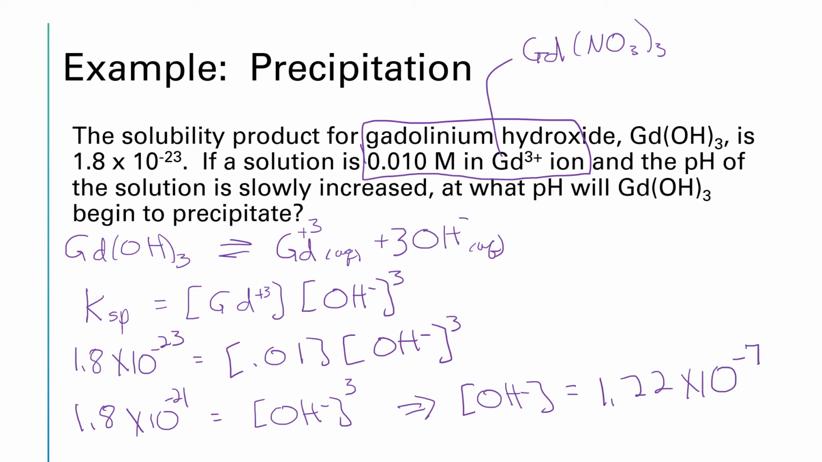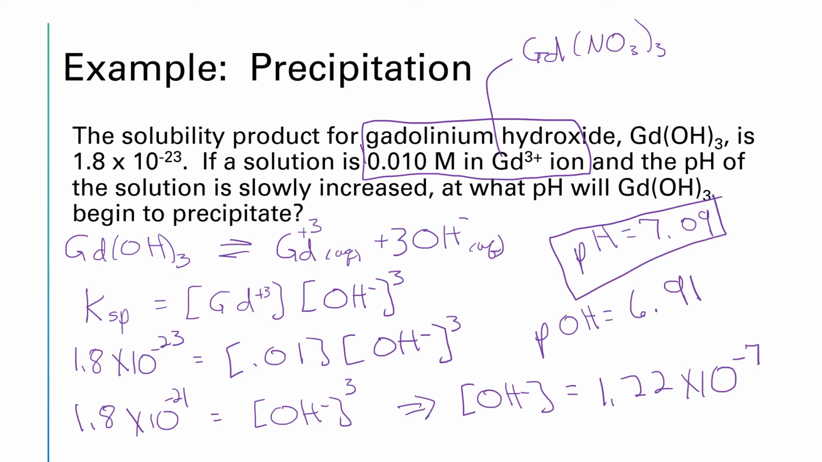From this hydroxide ion concentration, the easiest thing probably is to calculate pOH. So I'll take the log, and pOH will be 6.91, and then pH would be 14 minus that, and that's going to give a pH of 7.09. This pH is just barely over neutral. So just as soon as the solution flips to being basic, gadolinium hydroxide will start to precipitate.